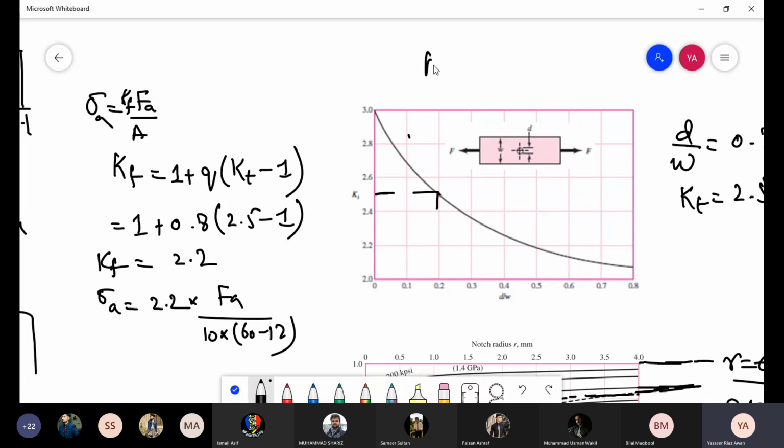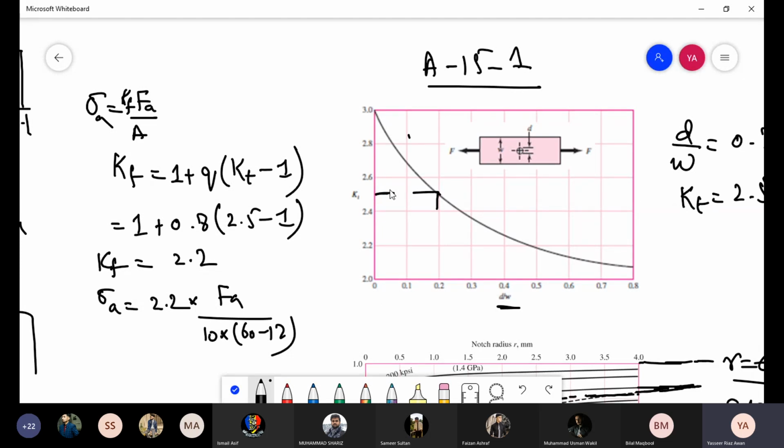You go to this table, that is A15, and there are multiple figures related to your particular geometric discontinuity and loading. Okay? So even for this plate with a hole, had the loading been pure bending, you would have to go to a different figure. So this figure is appropriate for our case, where you have axial loading and a flat plate with a hole.